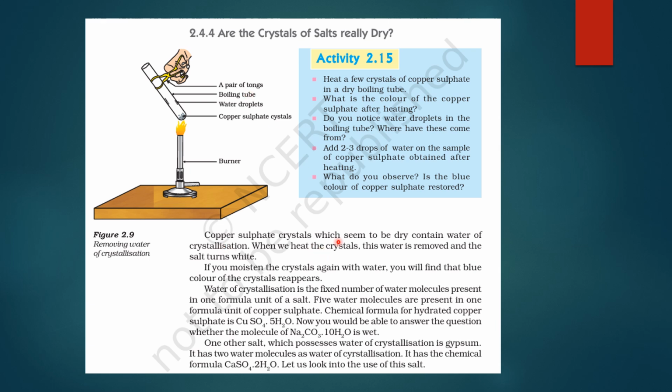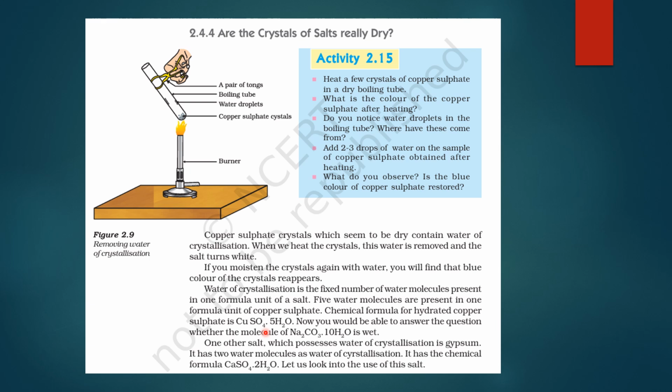So copper sulfate crystals, which seem to be dry, contain water of crystallization. When we heat the crystals, this water is removed and the salt turns white. उसका color change हो जाता है. Now, if you moisten the crystals again with water, you will find that the blue color of the crystals reappears because ये water of crystallization add हो जाएगा फिर से molecules के साथ और फिर उसे वो original blue color दे देगा, right? So water of crystallization is the fixed number of water molecules present in one formula unit of a salt. Fine. Copper sulfate में 5 water molecules present होते हैं.